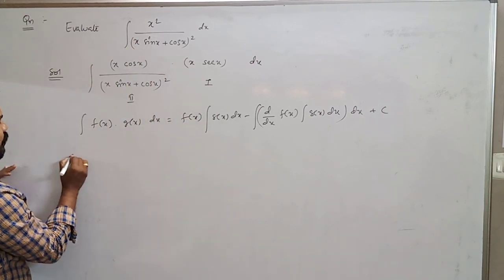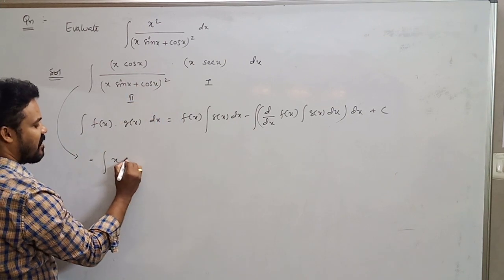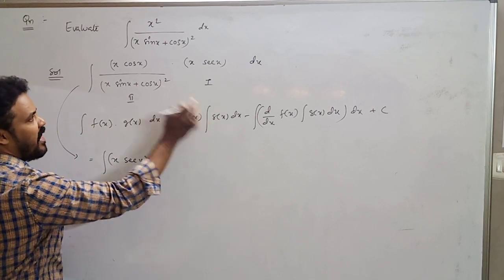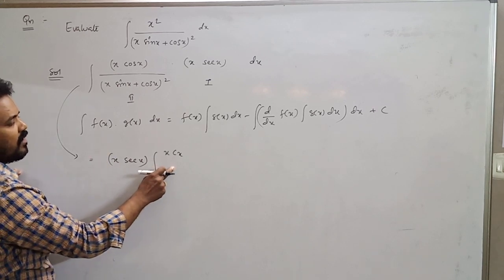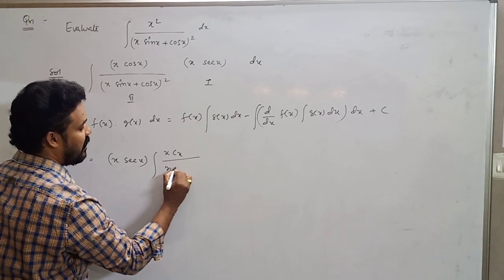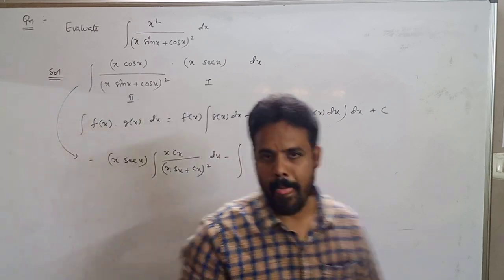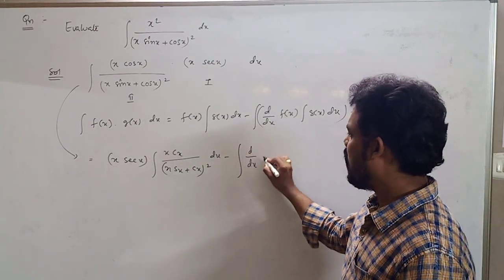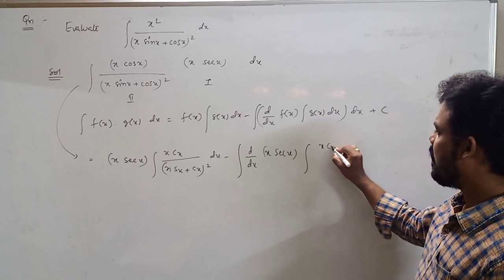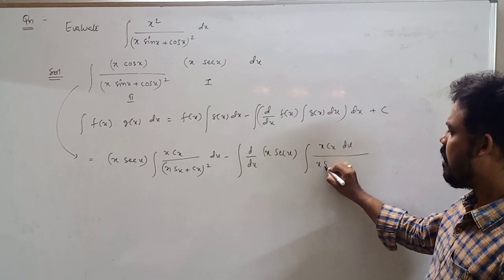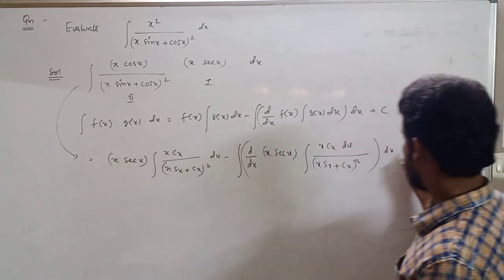I take the first function, that one. Now apply. The answer will be what, sir? f of x is x secant x, into integral g of x, x cos x by x sin x plus cos x whole square dx, minus integral of d by dx of x secant x into integral g of x, again x cos x dx by x sin x plus cos x whole square, the whole dx, plus c.